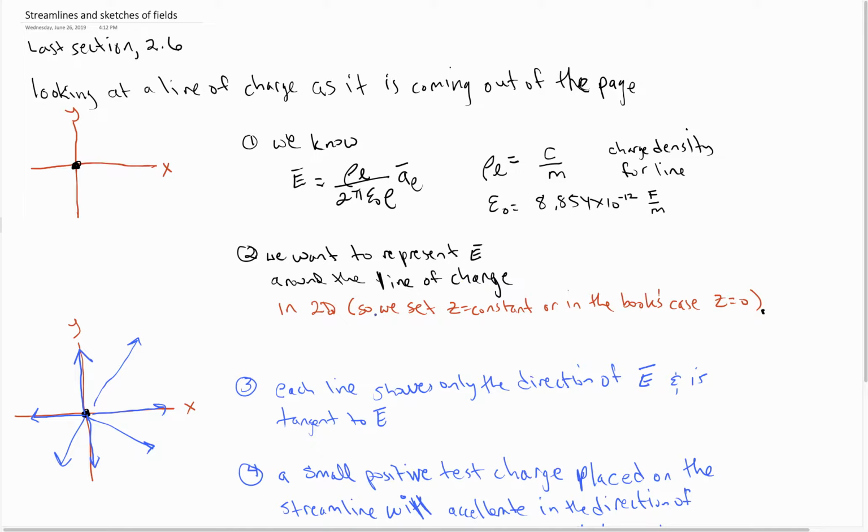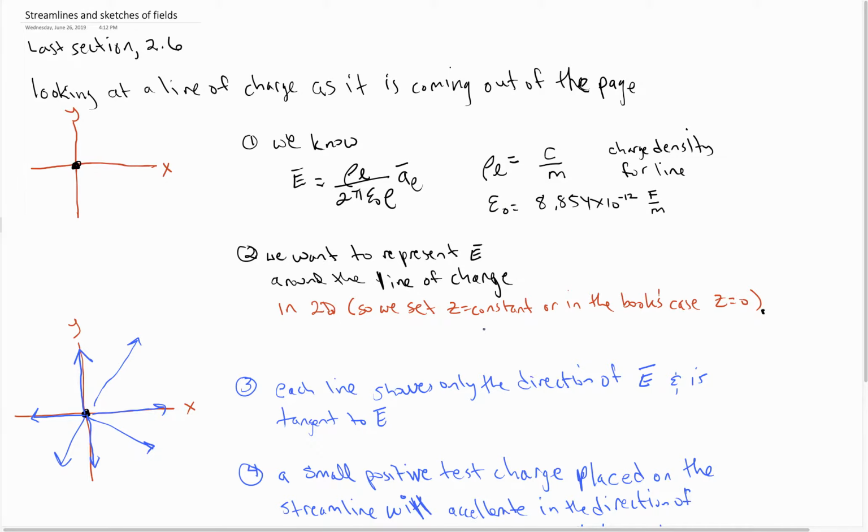So we set z equal to a constant, or in the book's case, z equals 0, because z basically goes back that way and forward that way forever. But we're just going to look at one plane when we're doing these streamlines. And we know from earlier in the book that the electric field for an infinite line of charge is rho L divided by 2 pi epsilon 0 rho times a rho, where rho L is the charge density for the line.